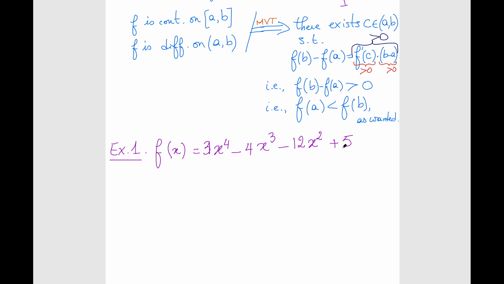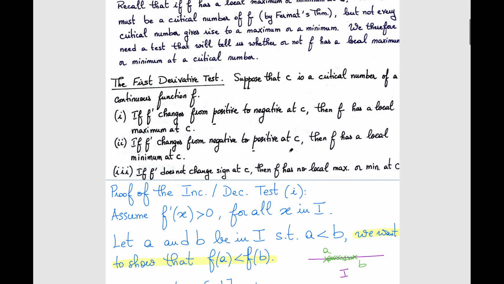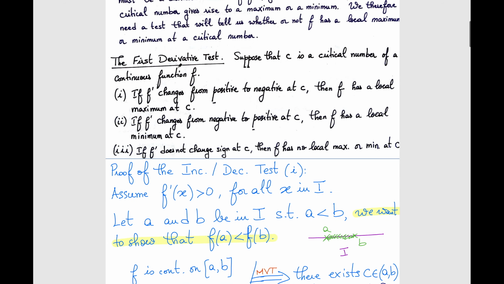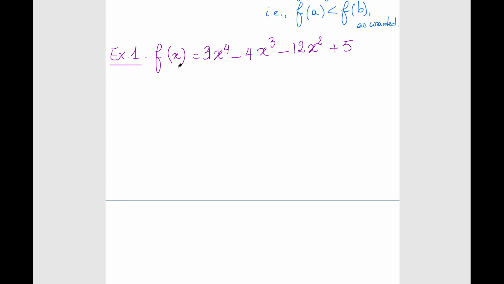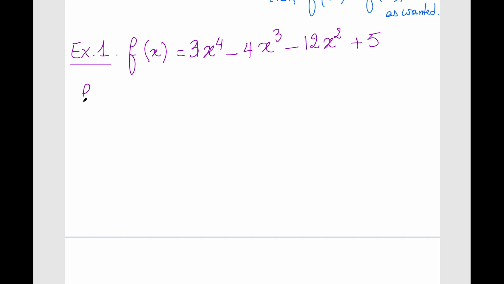Which means, according to the increasing and decreasing test we just talked about above, this is what I want to find, right? In order to find information about this, it suffices to find information about f prime. So let's find where f prime is positive and where f prime is negative, right? So we're going to make use of the increasing and decreasing test. As such, I need to find f prime, where it's positive and where it's negative. So let's find f prime.